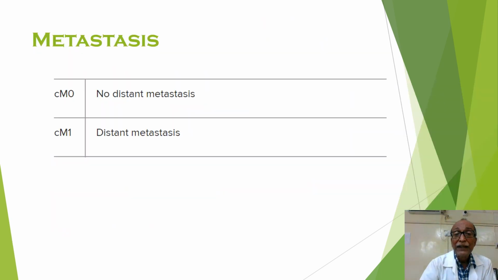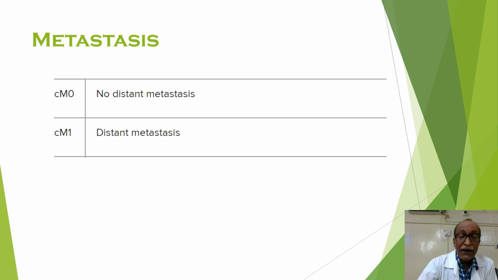After the N staging, we have to consider the M. M is distant metastasis. Distant metastasis occurs because of blood-borne shedding of the cancer cells. And normally head and neck cancers go to the lungs. It may go to any other organ like brain, bone, liver, kidneys, adrenals, etc.